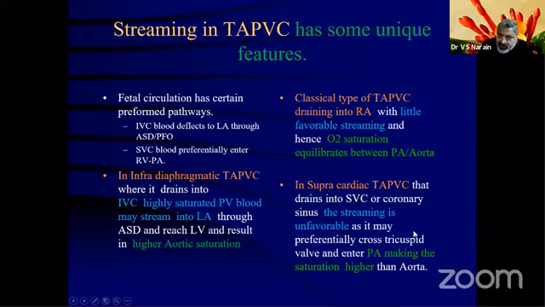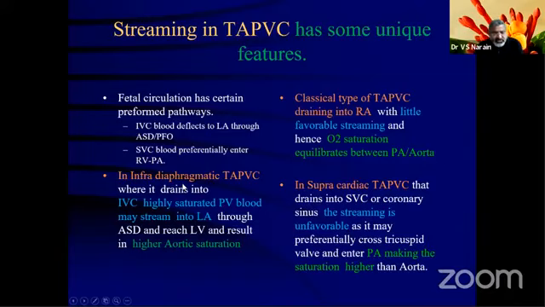On the other hand, in the supracardiac variety, the saturated blood streams unfavorably into the RV and goes to the pulmonary artery. So the pulmonary artery saturation is higher. So this is preferential streaming, which is different in the infradiaphragmatic variety vis-a-vis the supracardiac variety. In the supracardiac variety, PA saturation will be high. In the infradiaphragmatic variety, the aortic saturation will be high, and this is the differential streaming which you see in TAPVC. In the classical type of TAPVC, which drains into the RA, there is a balance. There is an equilibrium between PA and aortic saturation.